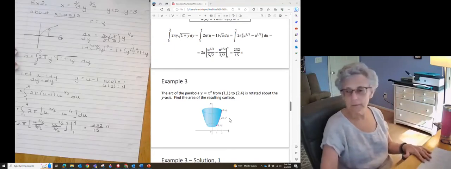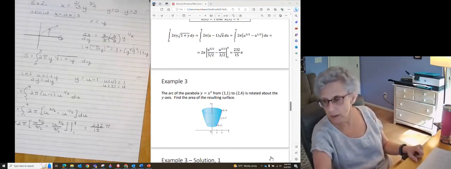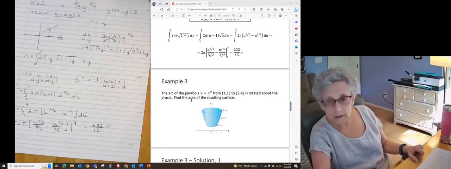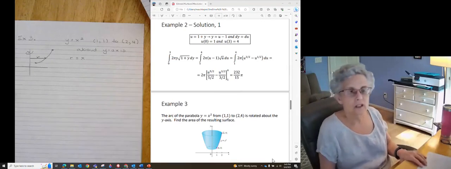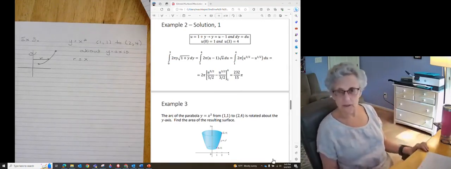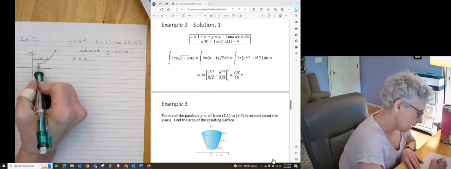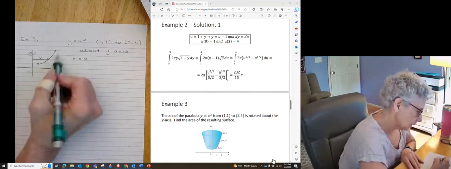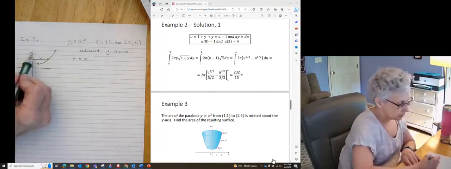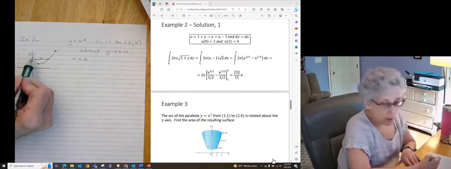Let's do another one. I'll take a minute and set this one up for us. This one's a little different. We're going about the y-axis. So this one I did have a pretty good idea what it looks like because it's just a happy parabola. And we're looking at from 1, 1 to 2, 4. And we're going around the y-axis.